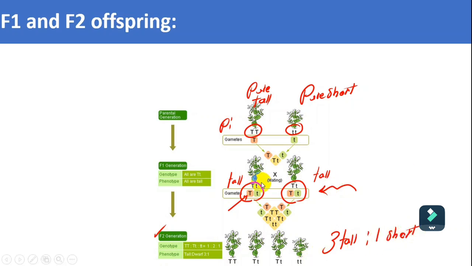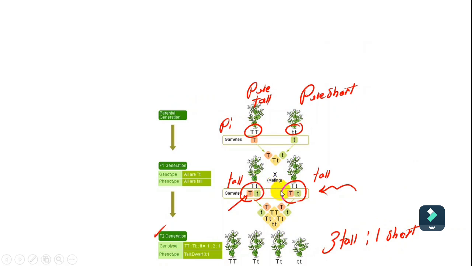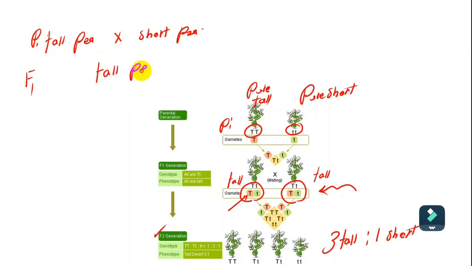So again, I want you to understand this completely. What is meant by this? Again, if we make mating between tall pea plant with short pea plant, all of the first generation, which is F1, will be tall pea plant. If we bring the offspring of the first generation, it will be considered the parent of the second generation. So again, the offspring of the first generation is the parent of the second generation.